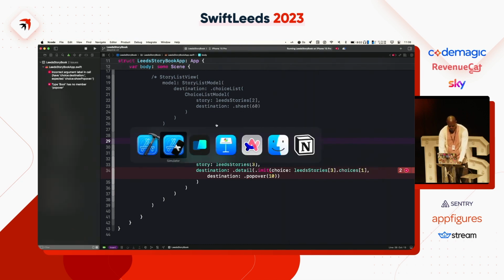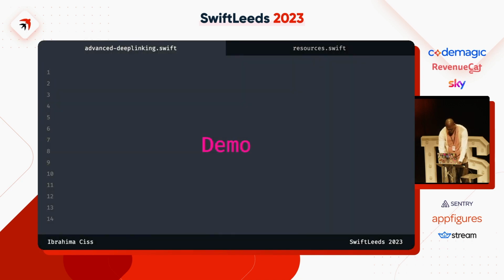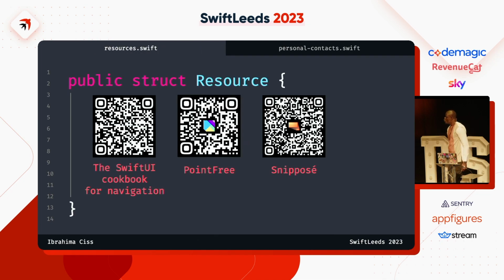All right, and I think, okay, no more demo, I guess. So these are some resources about everything about SwiftUI navigation. You have the SwiftUI cookbook for navigation from WWDC last year. Everything I talk about is well covered by Point Free. I got this idea from Brandon and Stephen from Point Free. So if you want, you can go subscribe to their content. They are providing really great content.